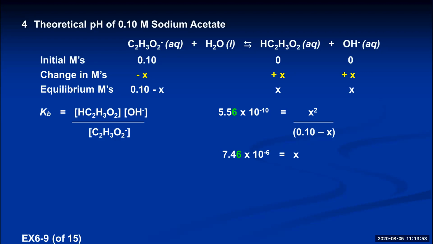X in this problem stands for the hydroxide concentration, so the negative log of that gives you the pOH, which I get as 5.13. So the pH will be 14 minus that, and so theoretically we're going to predict that the sodium acetate solution that's 0.10 molar should have a pH of 8.87, and again, you'll measure that in lab today.